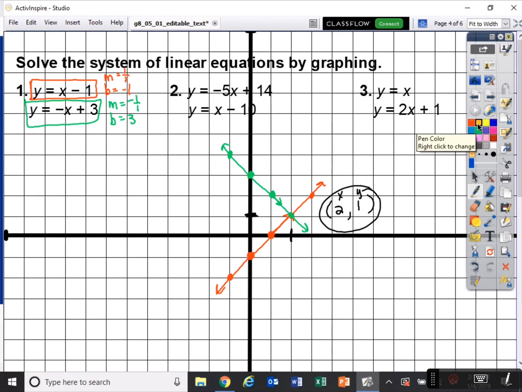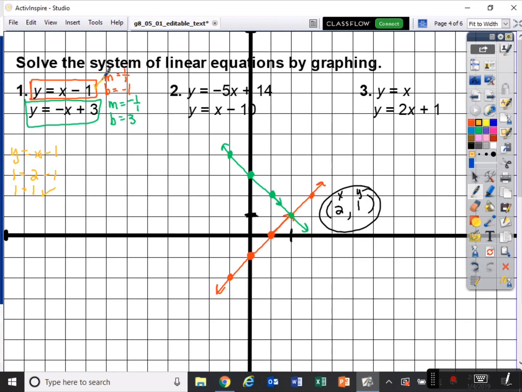So for the first one, instead of y, I'm going to put what y is, which we got 1. Instead of x, I'm putting what x is, which we got as 2. And 2 minus 1 is 1. So the first equation checked out.